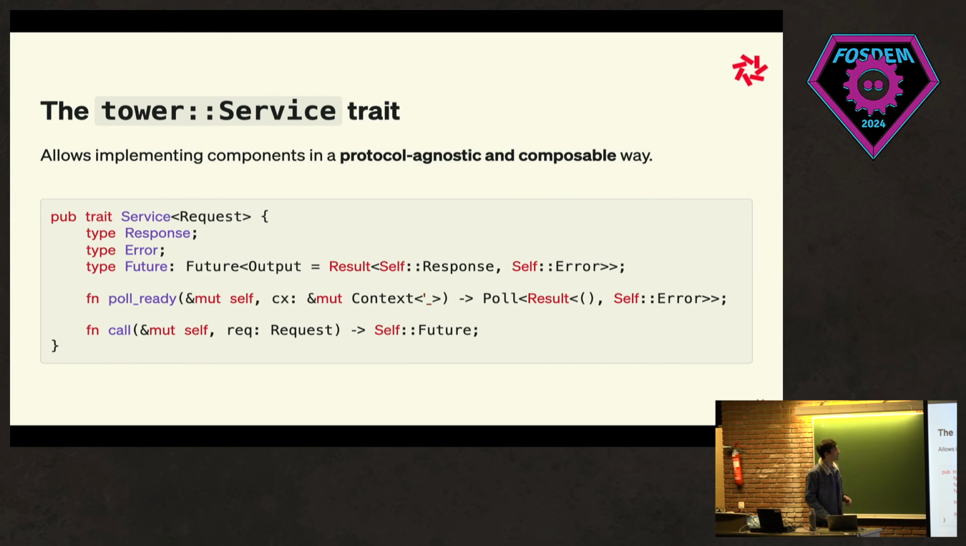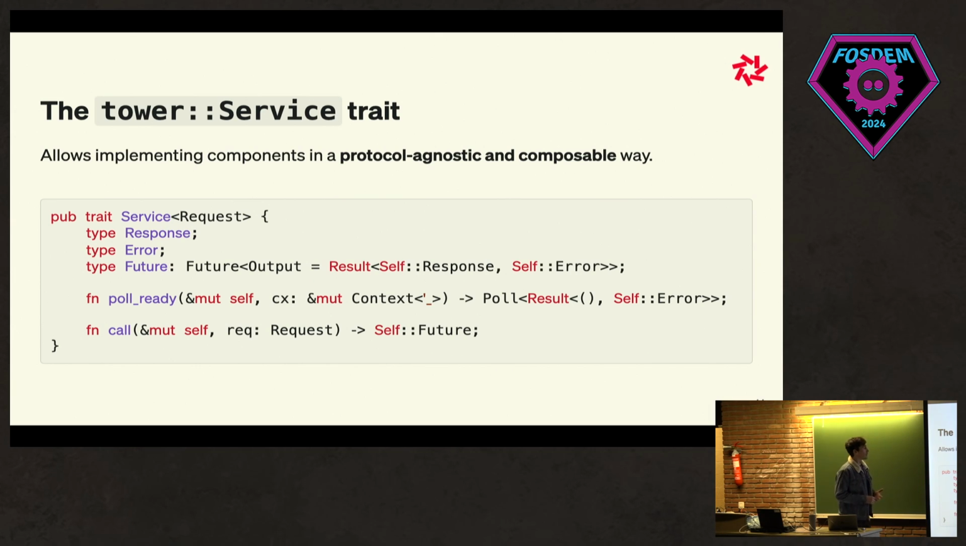It has one generic parameter, Request. It's called Request by convention, but it can be any type and anything. An associated type, Response, same thing, called Response by convention, but could really be anything. Error type also could be anything.